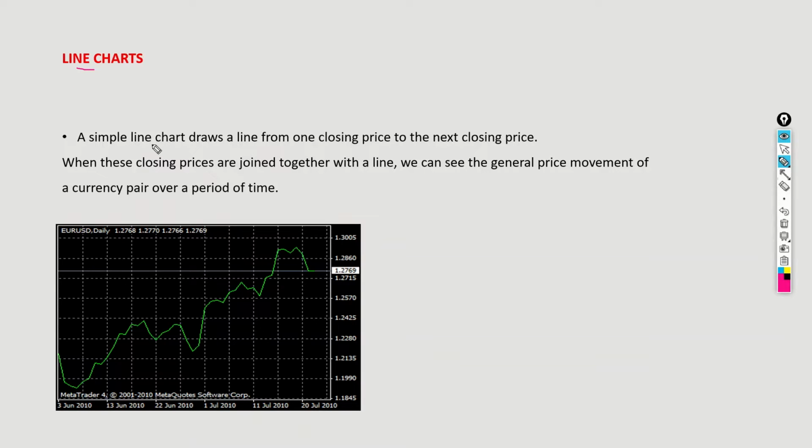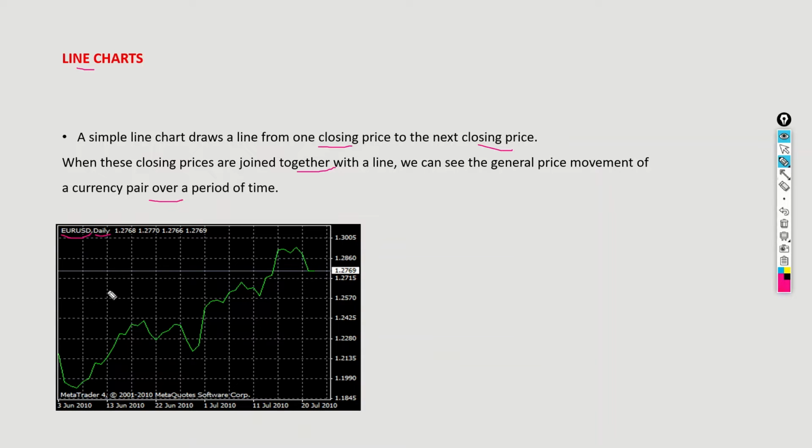A simple line chart draws a line from one closing price to the next closing price. When these closing prices are joined together with a line, we can see the general price movement of a currency pair over a period of time. For example, in the chart below, we have the EUR/USD currency pair on the daily time frame.